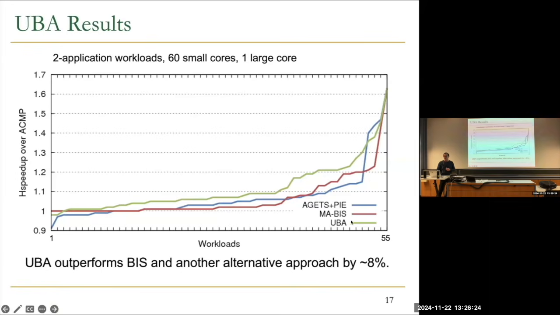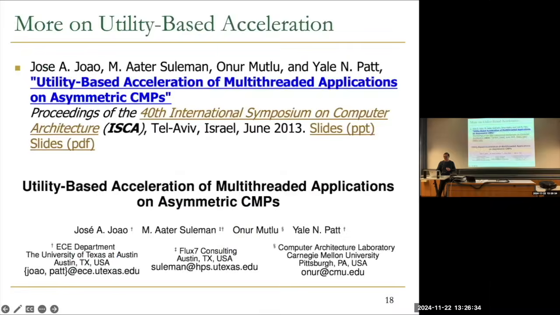And you can see that overall, doing utility-based acceleration provides better performance, but not in all cases. So there's still room for improvement, as you can see. Make sense? Okay, so I think the sort of utility-based metrics are interesting and important to use.